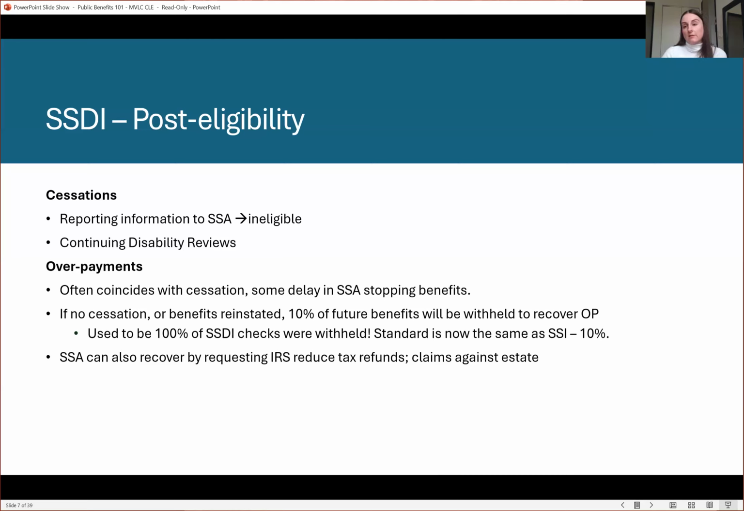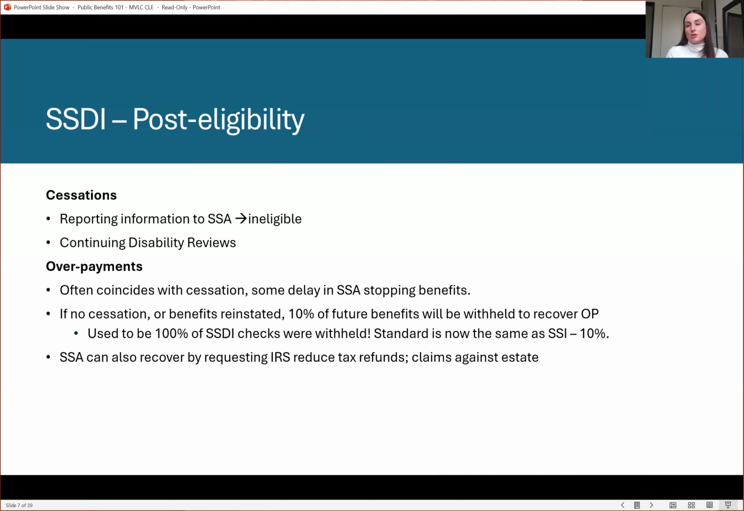So the substantial gainful activity limit is a limit on how much someone on SSDI can make through work every single month. And the limit is $1,620 if you just have a disability. If you are blind, that limit is higher, it's $2,700.